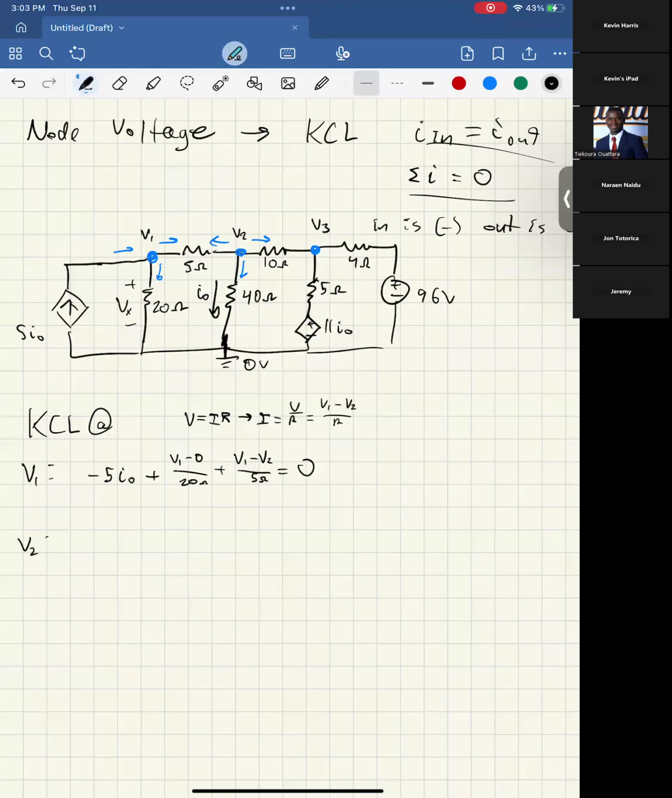Next up at V2, starting at the left, we'd have V2 minus V1 over 5 plus V2 minus 0 over 40 plus V2 minus V3 over 10, and that equals 0.